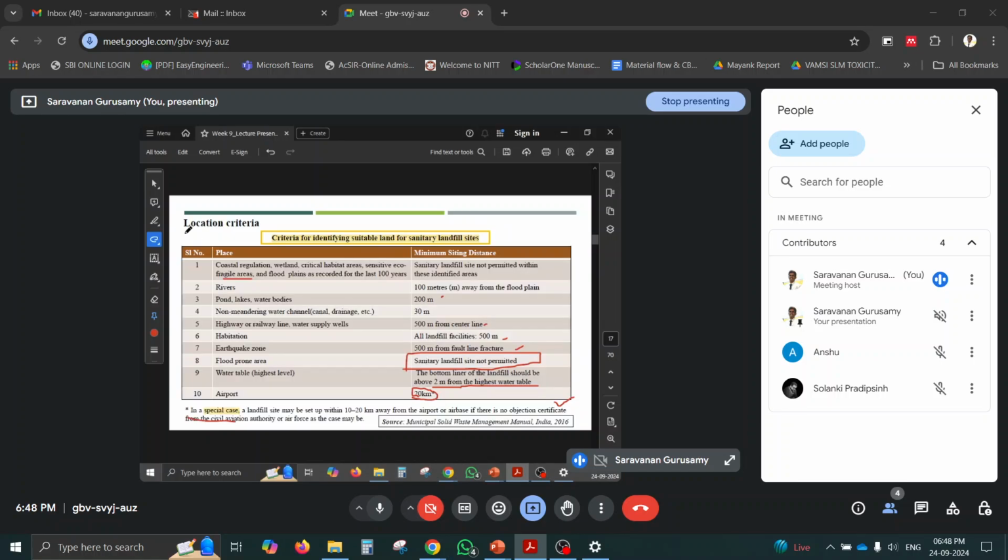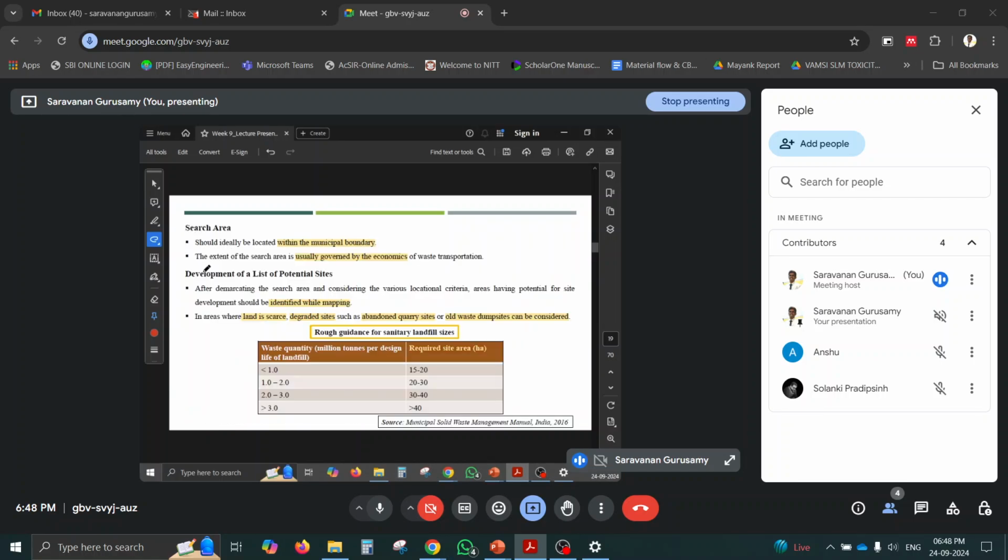After location criteria, what is the next thing? We need to search for an area. The area should be within the municipal boundary after seeing all these conditions. And then the extent of the search area is usually governed by economics. As I mentioned, transportation cost is incurred, so the area should be within the boundary to reduce the transportation cost. After selection of the site, we need to list all the potential sites.